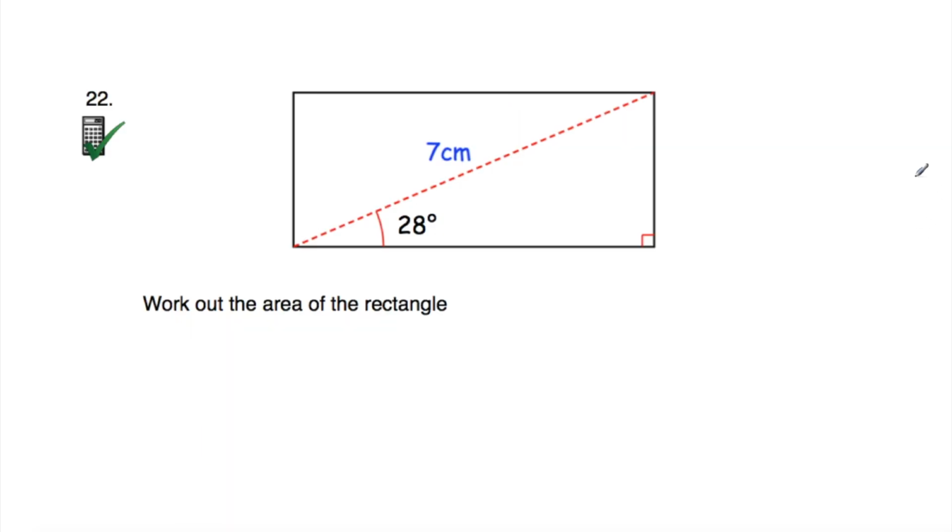Okay, your next question, question number 22. If you need a bit of help on this one, this is a trigonometry question.